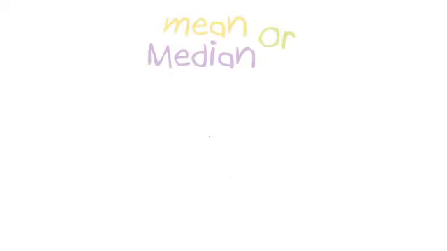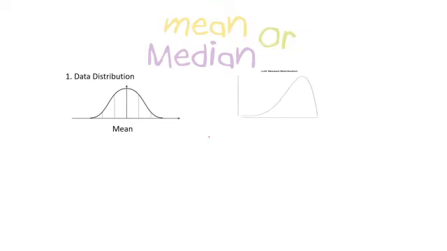Now the question of whether to choose mean or median depends on 3 factors. Factor number 1 is data distribution. If your data is symmetrical or normally distributed like this, the choice will be mean. But if your data is skewed, like left skewed data like this or right skewed data like this, your choice would be median. These are the histogram plots that I'm showing you.